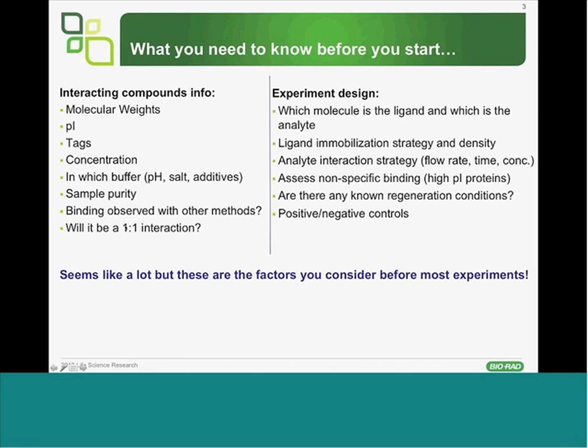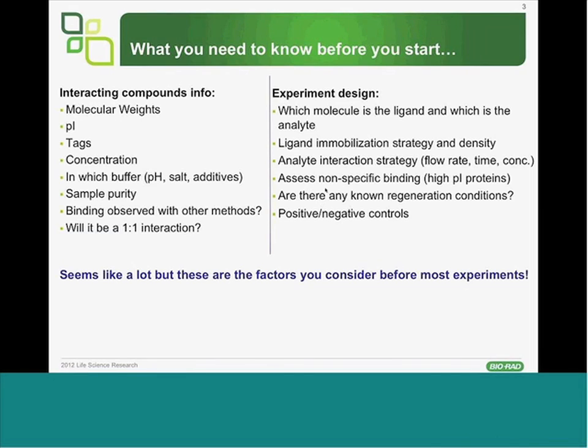Which kind of interactions does one expect to get? Is it a 1-to-1, 2-to-2, whatever? What is the model of interaction? Which of the molecules should be the ligand and which should be the analyte? Because if we have two molecules or more, one always can be ligand and one analyte. How to immobilize our ligand, how to look at our analyte binding to the ligand, and this depends on the flow rate, time, concentration, and assessing the non-specific binding, which is always a problem, and we will see it in examples.